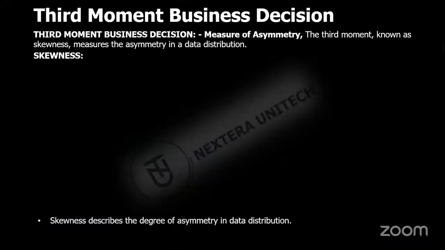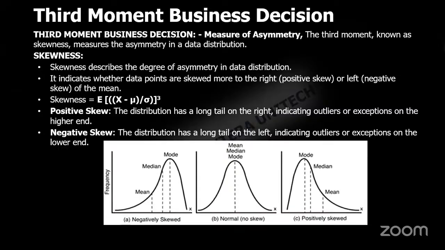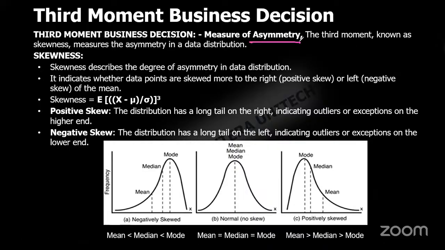Third moment business decision. What exactly does third moment business decision return us? This is very interesting. Third moment business decision will help us to understand asymmetry in the data. What exactly is asymmetry? We'll understand. It tries to capture the direction of spread. Third moment business decision helps us to capture the direction of spread, towards which side we have outliers.